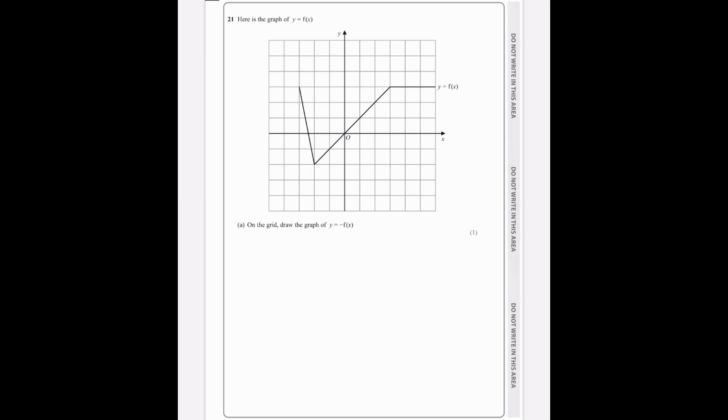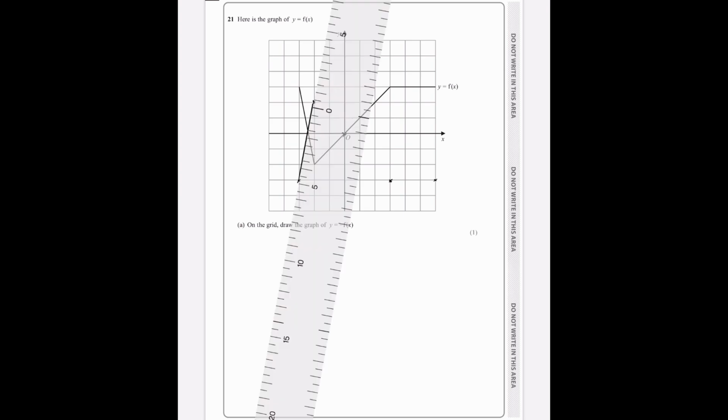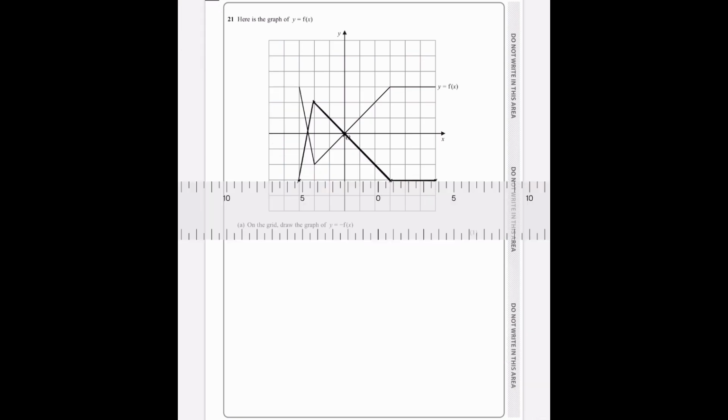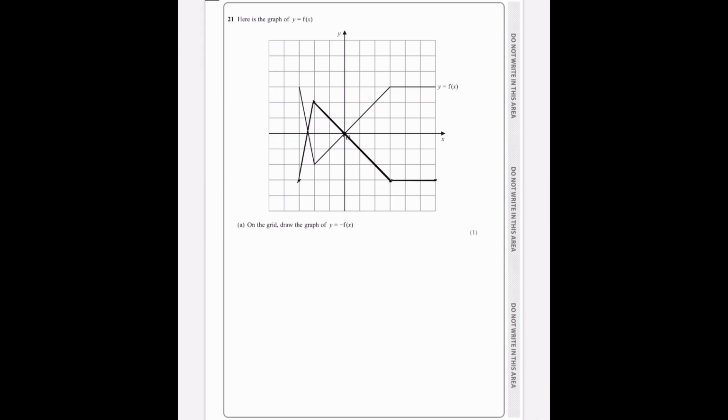Okay, y equals minus f of x, that's just reflecting it in the x-axis. So my x-axis is a mirror line, picking the important points where the graph changes and plotting those. Wherever it crosses the x-axis, it's going to cross at the same point on the reflection. And there we go, a nicely reflected shape.